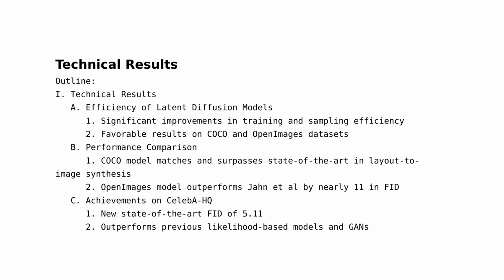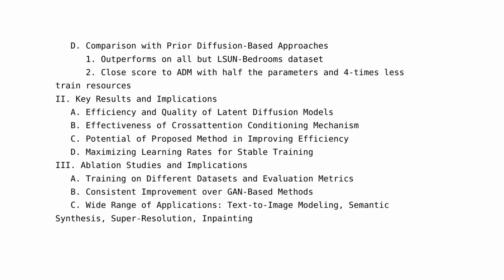Key results and implications. 1. The results imply that latent diffusion models can significantly improve the efficiency of denoising diffusion models without degrading their quality. 2. The cross-attention conditioning mechanism can be used effectively in a wide range of conditional image synthesis tasks without task-specific architectures. 3. The models can surpass the performance of state-of-the-art models, indicating the potential of the proposed method in improving the efficiency of denoising diffusion models.